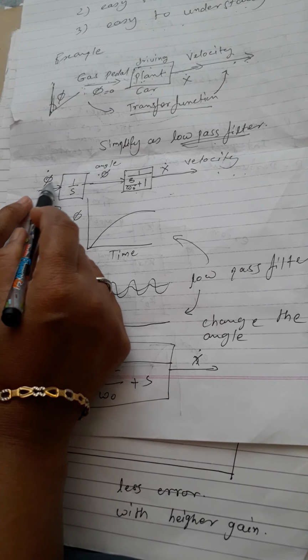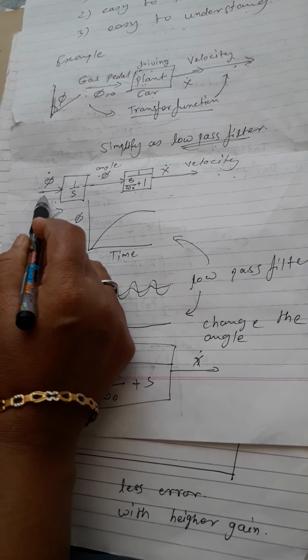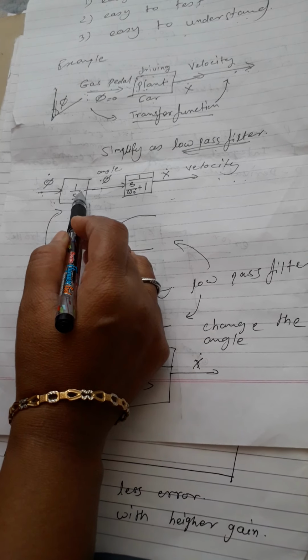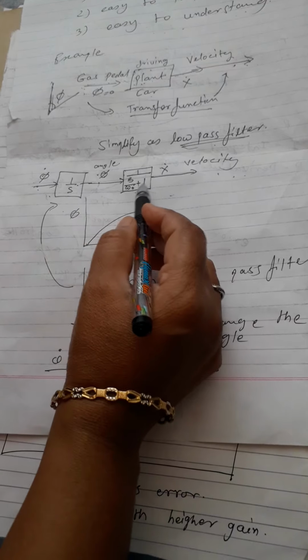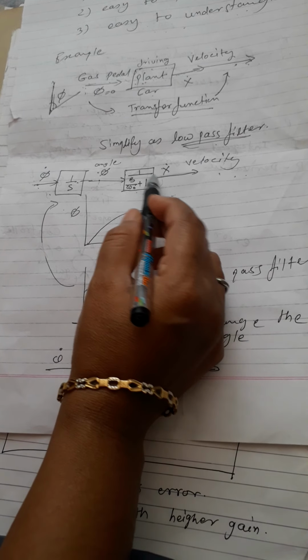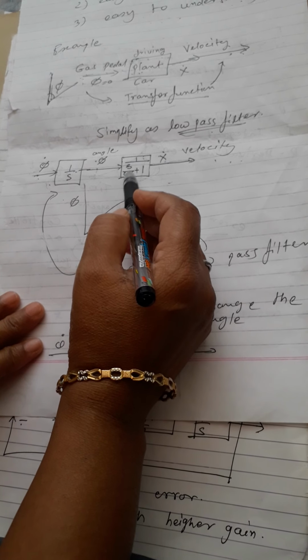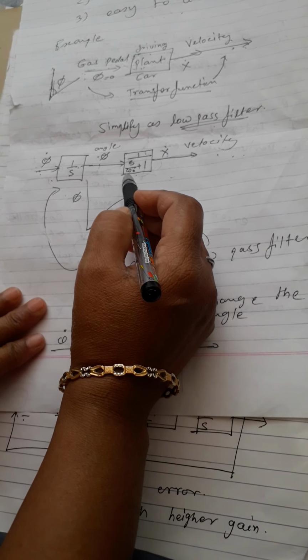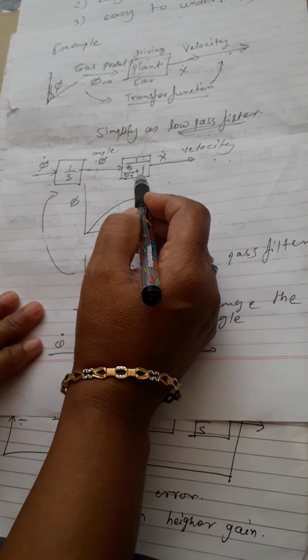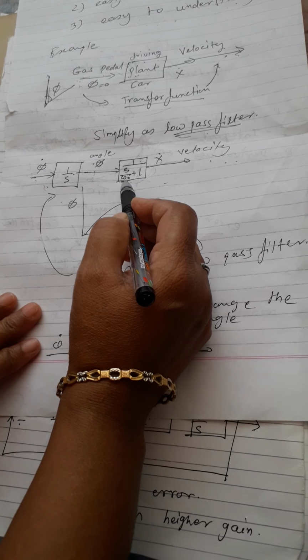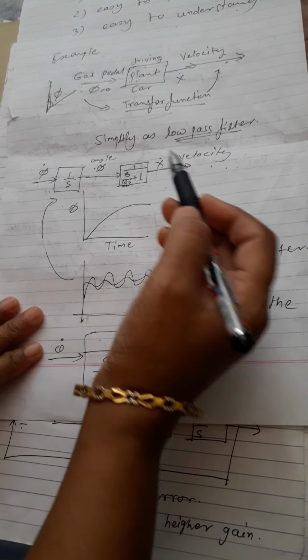In the same way, here is the gas pedal. In this gas pedal we are getting the errors. This error is with respect to the angle, and this is nothing but the transfer function, and we are getting the velocity. So 1 upon S upon W naught plus 1. W is nothing but the speed. Here this is nothing but omega, the speed.